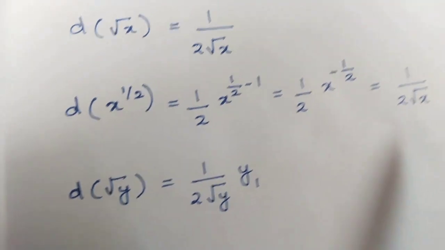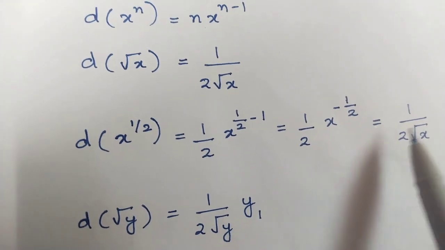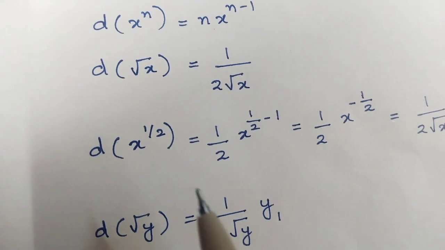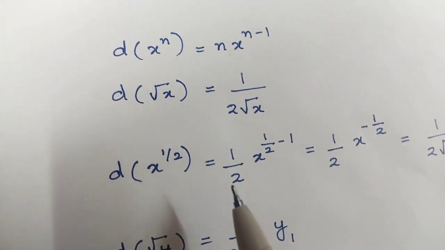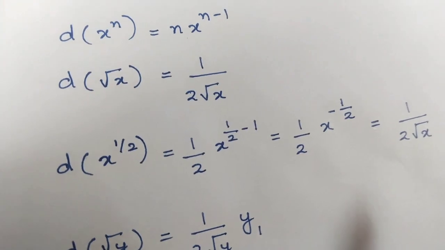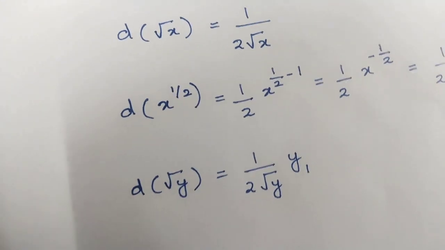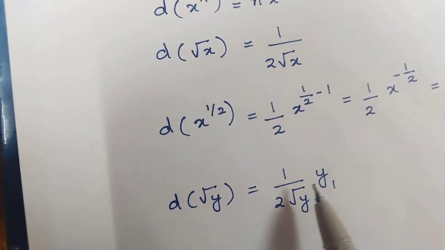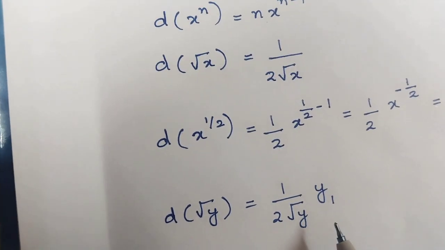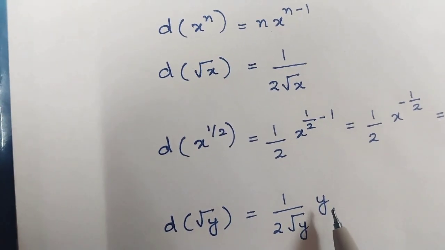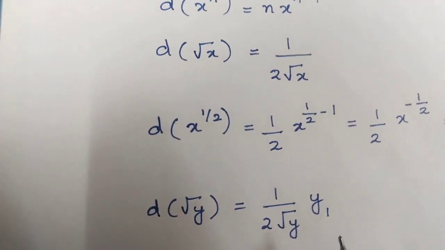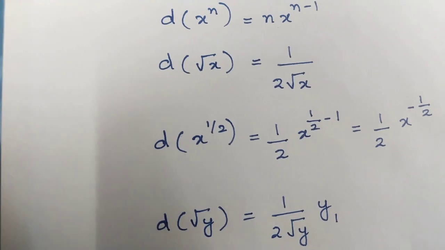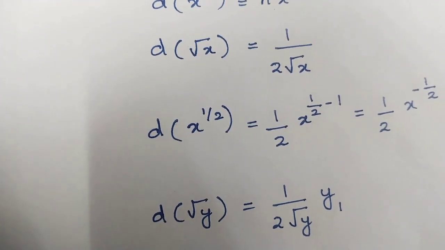Which you can write as x to the power minus 1 by 2, and this can be taken to the denominator. So it will become 1 by 2 root x. So the differentiation of x power 1 by 2, that is root x, will be 1 by 2 root x. And differentiation of root y, when you're differentiating y with respect to x, you will have 1 by 2 root y, and since it is differentiation with respect to x, you will have dy by dx. Your dy by dx you can write as y1. So you should remember your root x and root y formula.